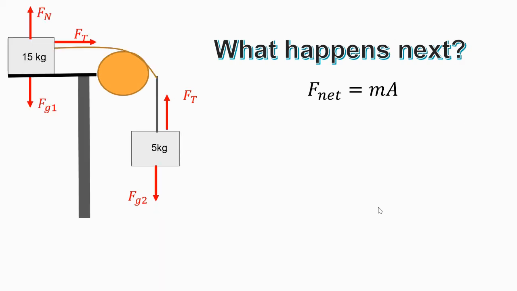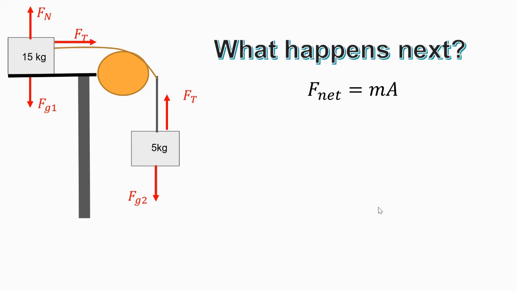Okay, now here is another situation. This is sometimes referred to as an Atwood machine, where you have a pulley on a table, and one box is hanging there, and the other box is on the table. So let's assume, to make things simple, that there's no friction on the table. What's going to happen next?